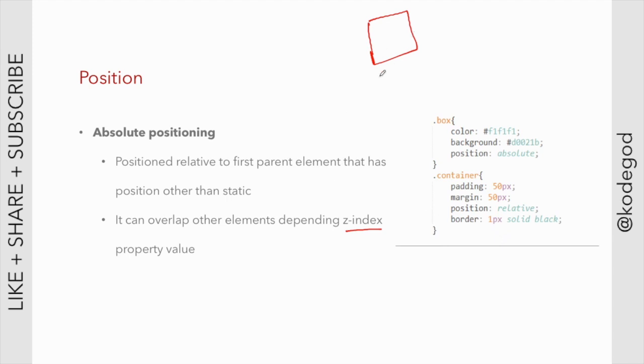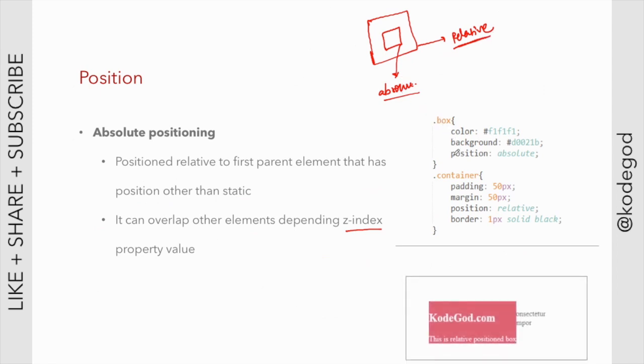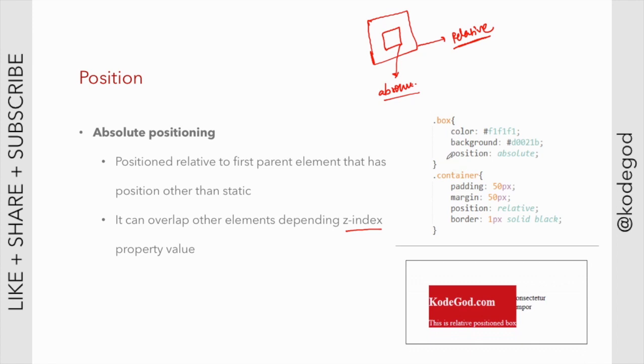So to understand this, let's say you have a certain element, and this element is relative, and inside this if you have one child, and to this child you set the value position absolute, assuming this particular parent has position relative, then this element will have its position absolute but relative to this particular parent element.